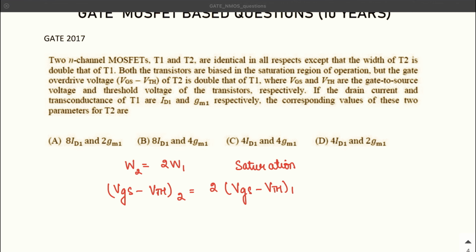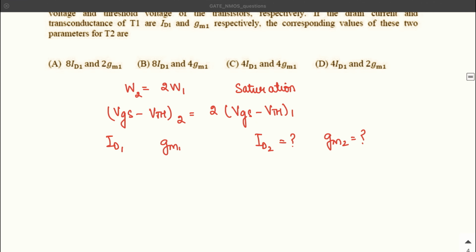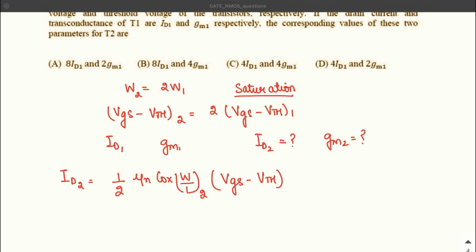Where VGS and VTH we know are the gate to source and the threshold voltage. If the drain current and the transconductance are ID1 and GM1 for the first transistor, then they are asking you to find out the values of ID2 and GM2. Now friends, first of all, we know that because this transistor is in the saturation mode, we can quickly do it: ID2 will be equal to half mu n Cox W by L of 2 times VGS minus VTH whole square.